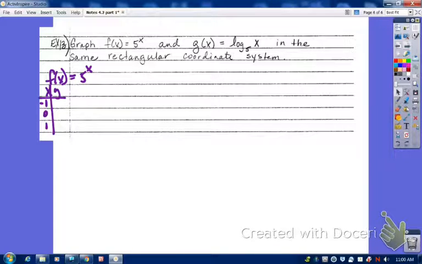When x is -1, what is y? One-fifth, or 0.2. When x is 0, what is y? 1. When x is 1, what is y? 5. Okay, so we're going to graph both of these on the same graph.